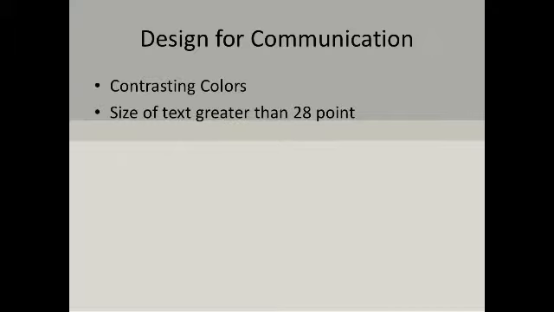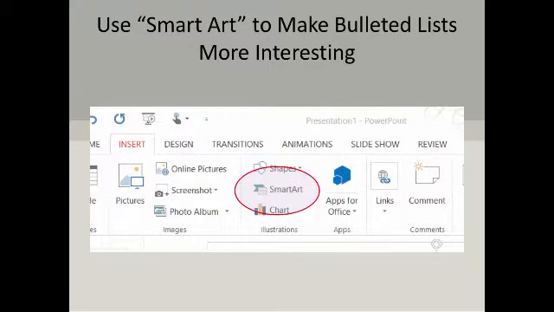Now let's talk about some design issues that may be effective. Just a couple of reminders. One is to use contrasting colors and also make sure that the size of your text is greater than 28-point font. Another way to make your design a little bit more interesting is by using SmartArt. If you've got a bulleted list, and I'm not a big fan of bulleted lists any more than I am about pictures that are just there to make something pretty, but if you're going to use a bulleted list, you might try SmartArt. You create your list, or you actually go to SmartArt and select it first and then create your bulleted list from within it, and there's lots of different possibilities.